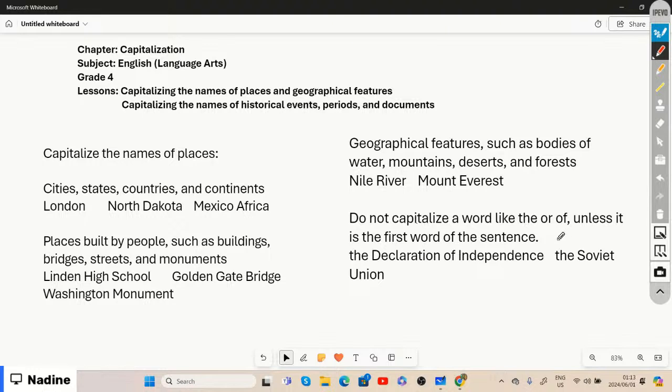All right. Then we also have geographical features, right? And geographical features such as bodies of water, monuments, deserts, and forests.